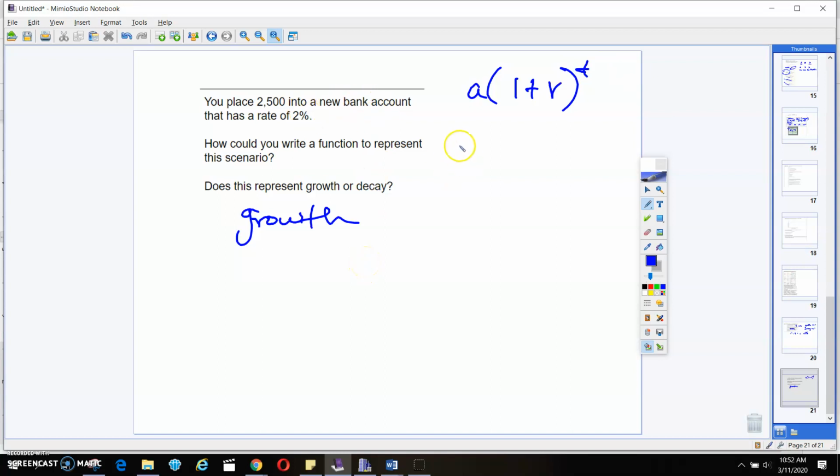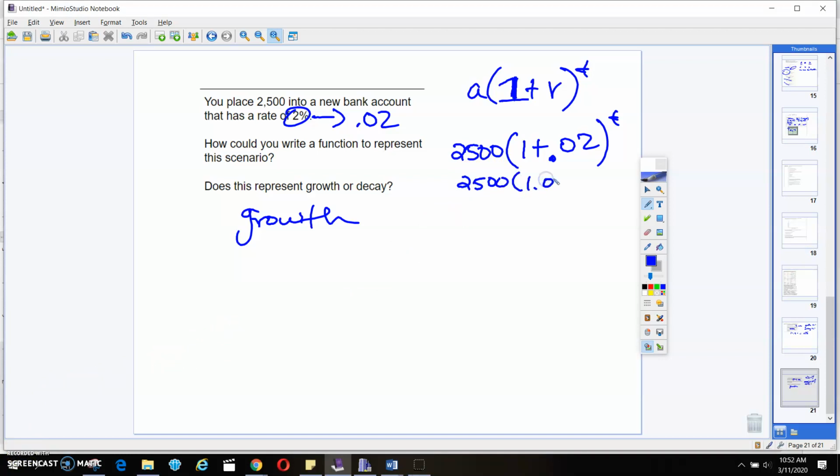So you're going to take your initial amount, and that's going to be your a. You're going to have 1 plus, and we're going to take this 2% and change it to a decimal, which is going to be 0.02. And we're going to raise it to the t power. So a is the initial amount. Simplified to 2,500 times 1 plus 0.02, which is 1.02, raised to the t power.